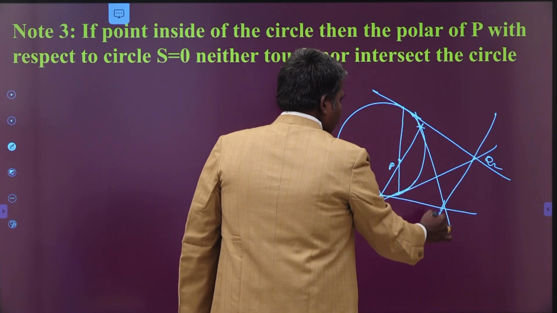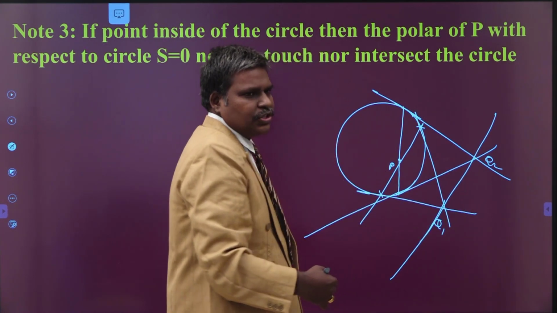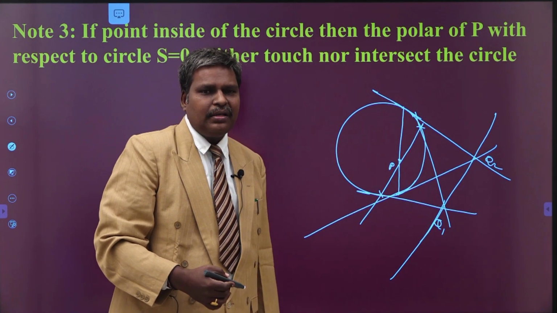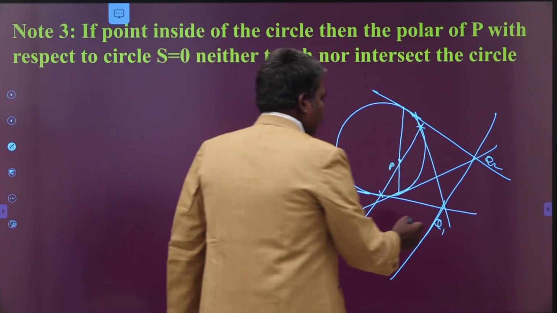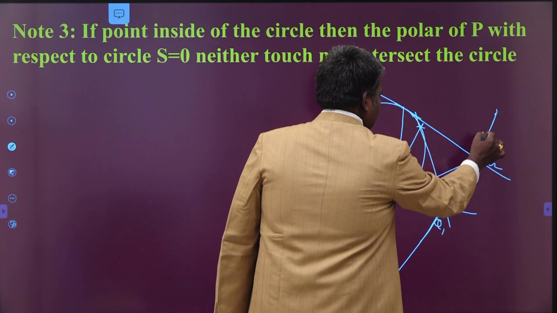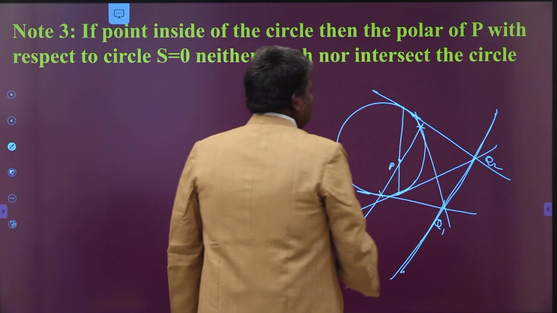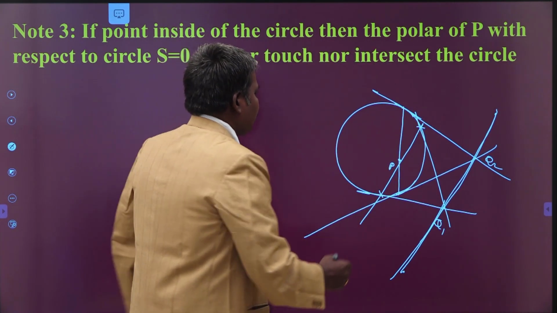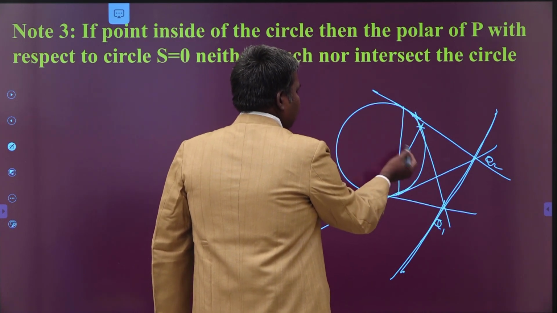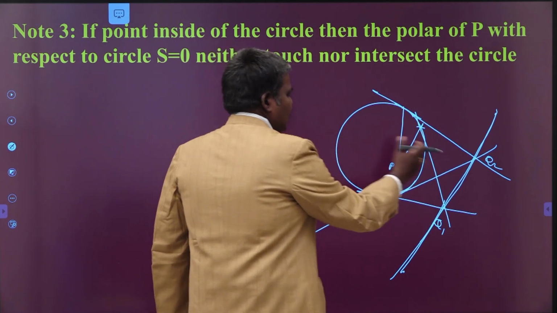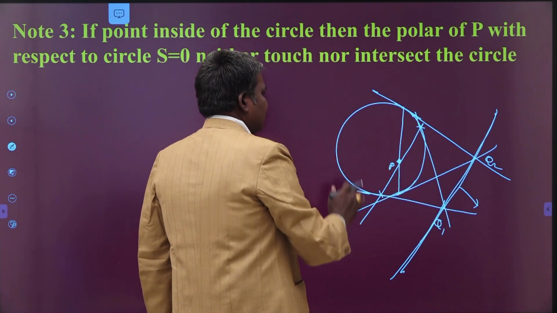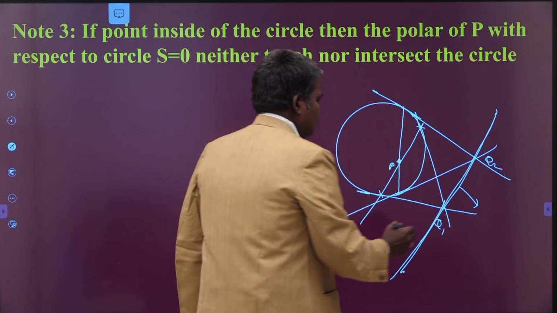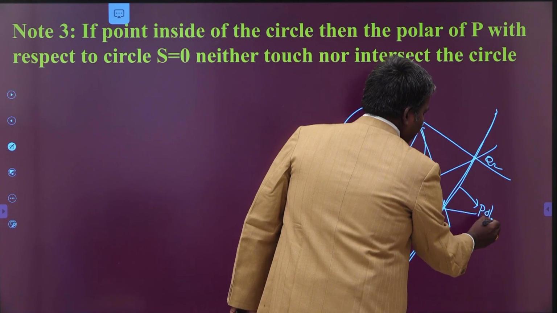What I am saying? Polar is a straight line because S1 = 0 is a linear equation in x and y. Therefore, it always represents a straight line. So, by collecting Q1, Q2, you get it in this manner. This is my polar of point P with respect to the circle. Here P is inside of the circle, and the polar of P is completely outside the circle. It neither touches nor intersects the circle. This is my polar of P.